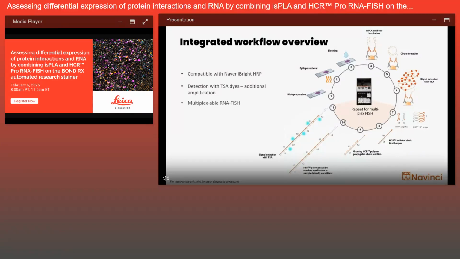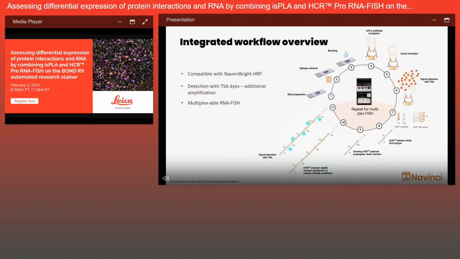This is also, with some optimization, it's possible to multiplex the RNA FISH, which is an added bonus, which we can talk about in a couple of slides. So to integrate them on the Leica Bond RX system, you really follow the same workflows that we've both described. All of the steps are run within the instrument, including slide preparation. So again, it's the same case of just inserting the slides, diluting the reagents, and then taking the slides out at the end. So we go through a seamless process between the isPLA assay and the HCR Pro RNA FISH.